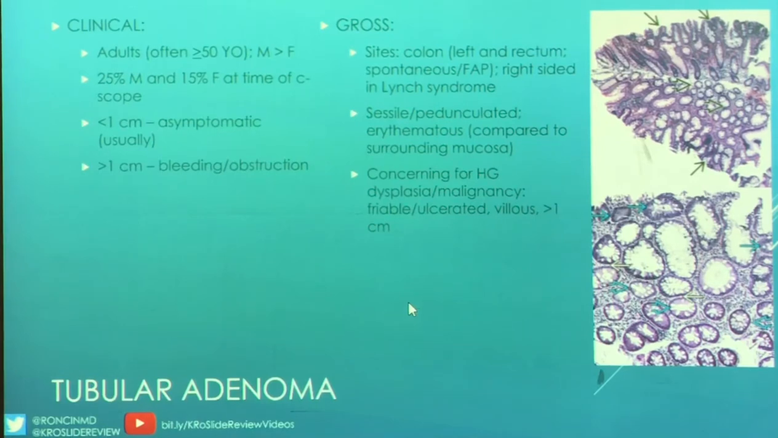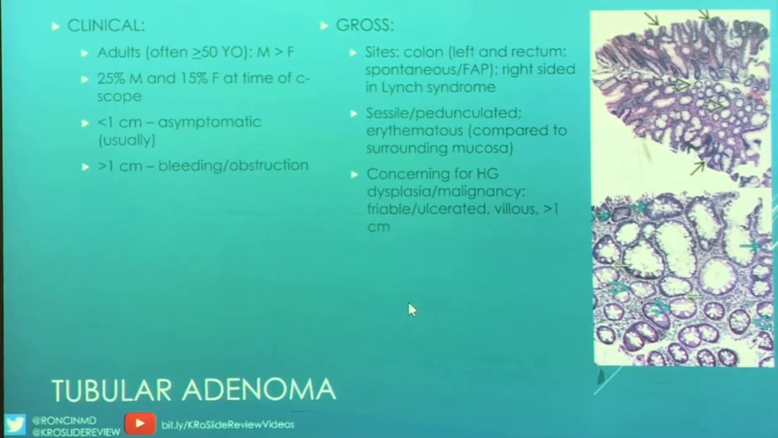Okay, so the sites you're looking at for the colon, the left colon as well as the rectum are most common, but they can also be spontaneous and associated with familial adenomatous polyposis. And you can also see right-sided TAs associated with Lynch syndrome. That's not to say that if you have a right-sided tubular adenoma, you have Lynch syndrome, and a left-sided TA that you have FAP, but it's something to keep in the back of your mind with these things.